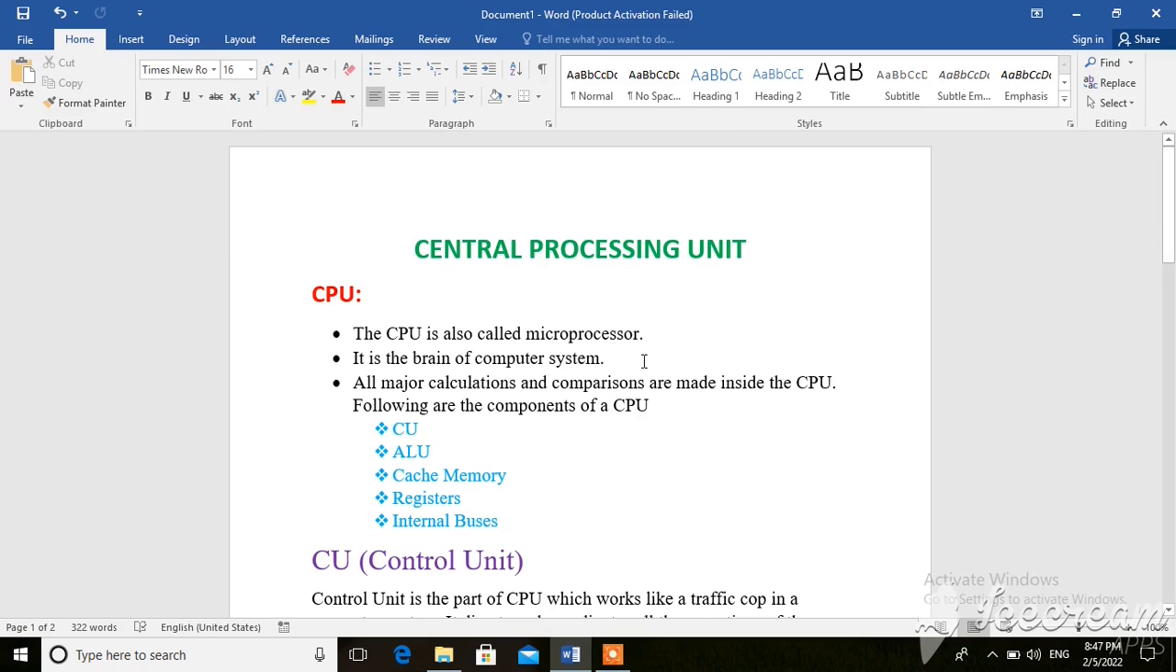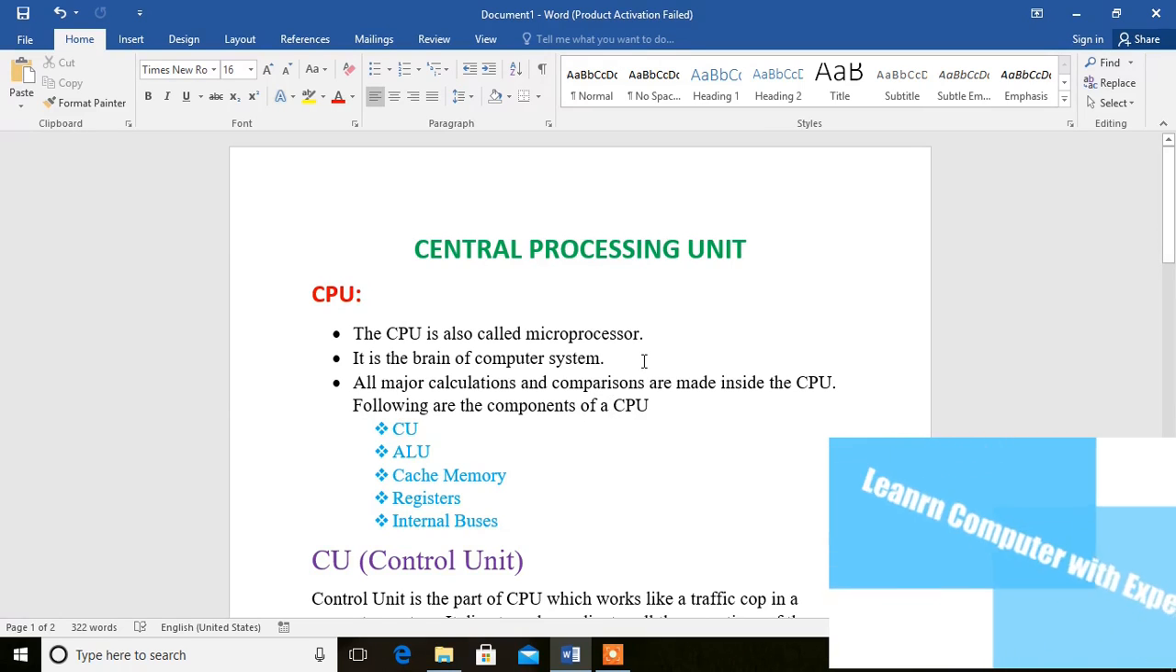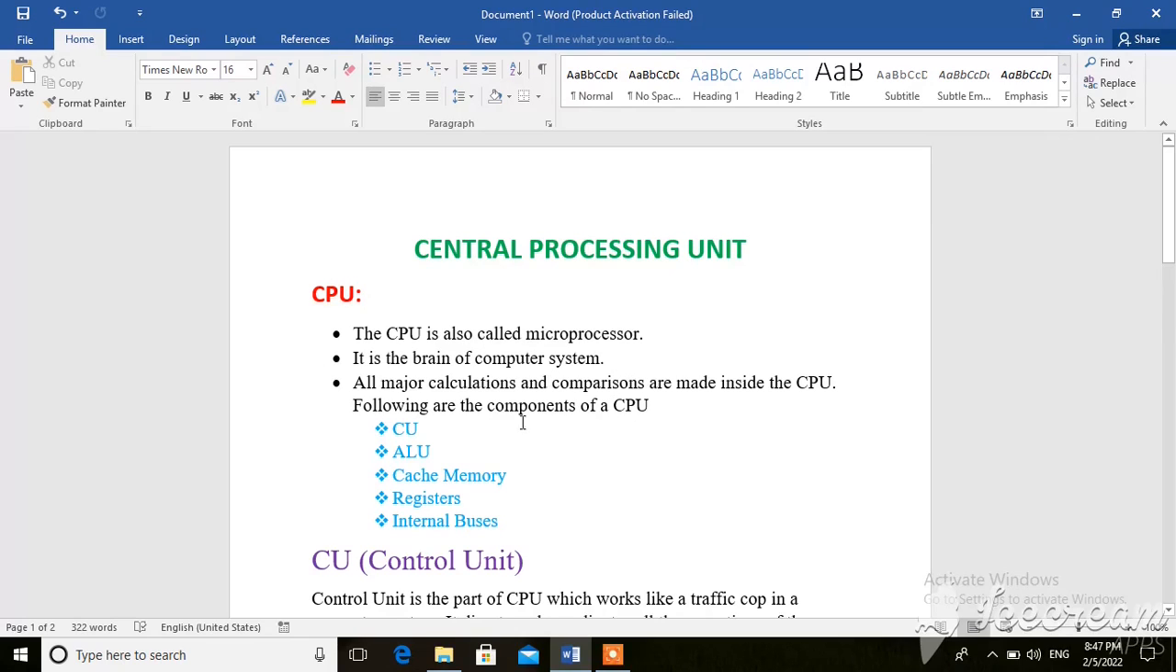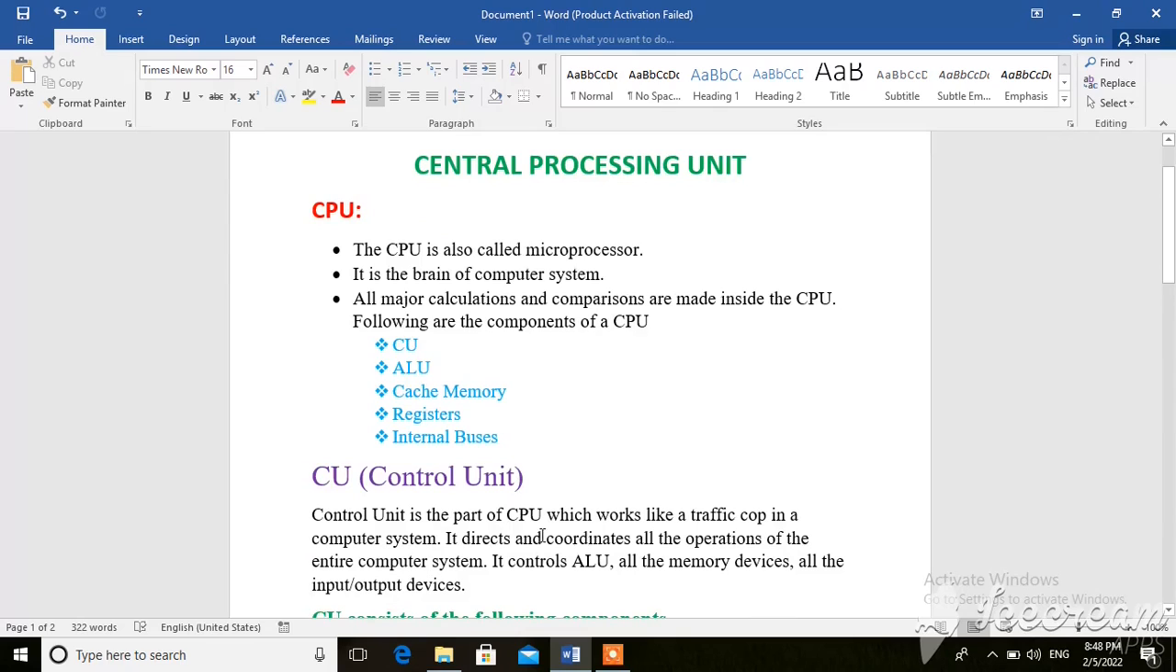सो लेट्स स्टार्ट दिस इंटरेस्टिंग टॉपिक। सेंट्रल प्रोसेसिंग यूनिट है क्या? The CPU is also called microprocessor and it is the brain of a computer system. All major calculations and comparisons are made inside the CPU. Following are the components of a CPU. अब वन बाय वन जो है वो डिटेल से पढ़ेंगे.